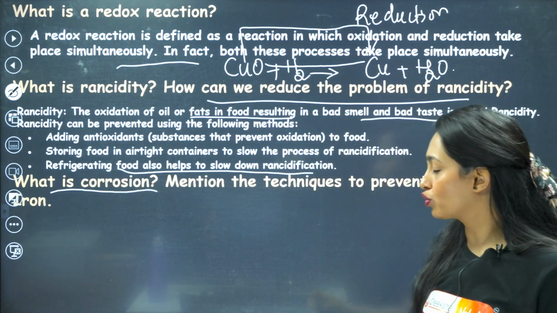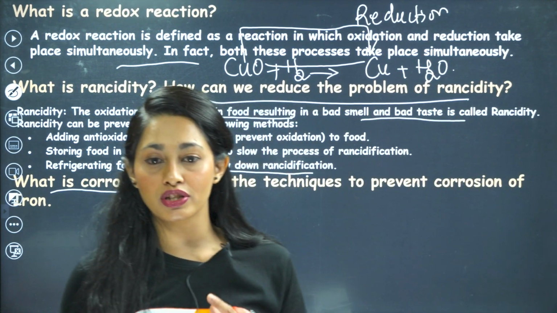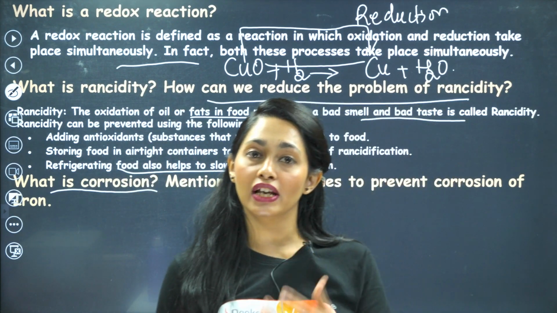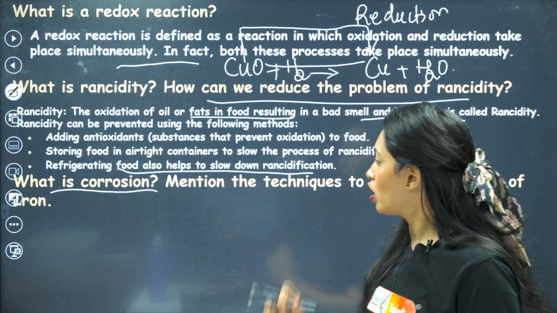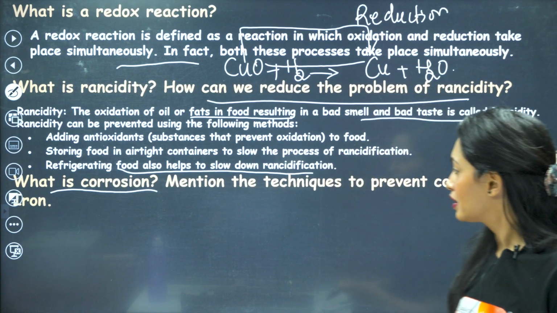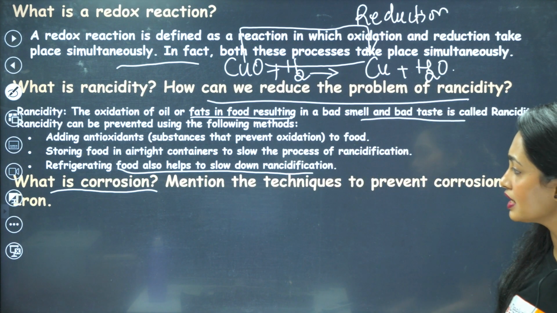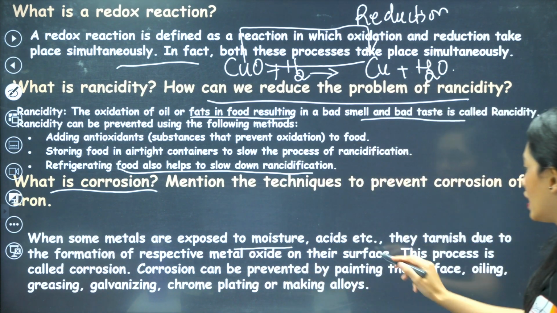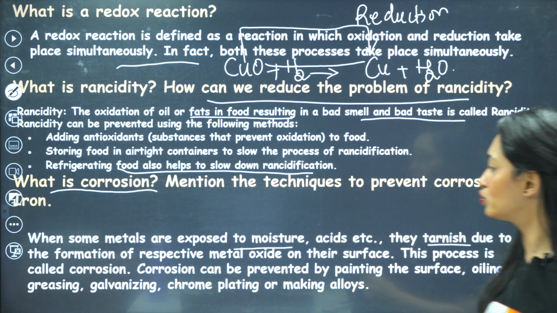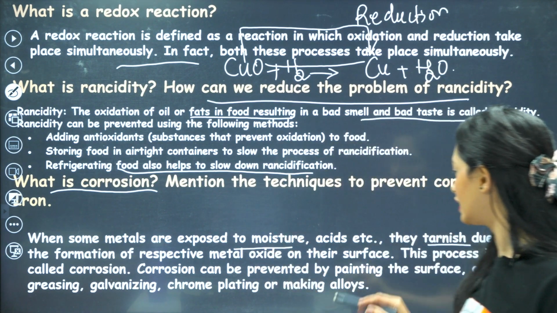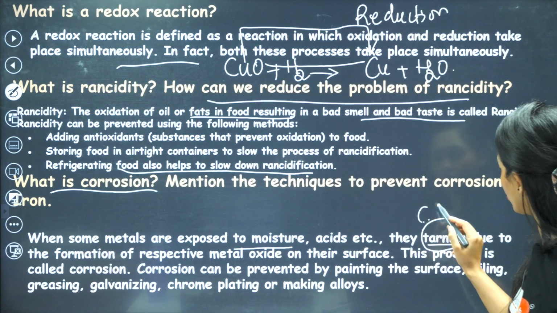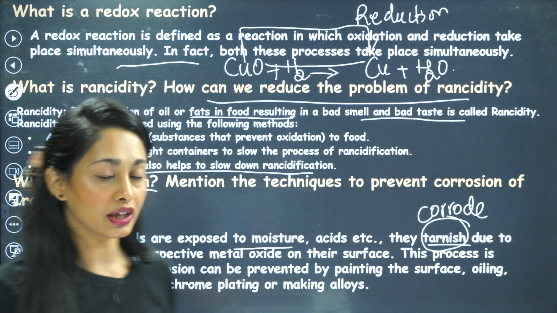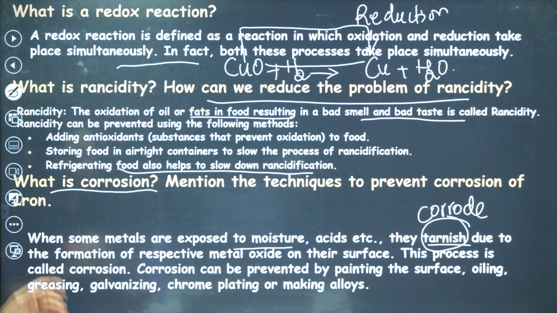Next, what is corrosion? Corrosion is nothing but the natural process of deterioration of metal surface by the action of different gases as well as moisture content. Corrosion in case of iron is called rusting. So let's see the answer now. When some metals are exposed to moisture, acids, etc., they tarnish due to the formation of respective metal oxide on their surface, or they corrode. We can say corrode or deteriorate; any word can be used here. This process is called corrosion.